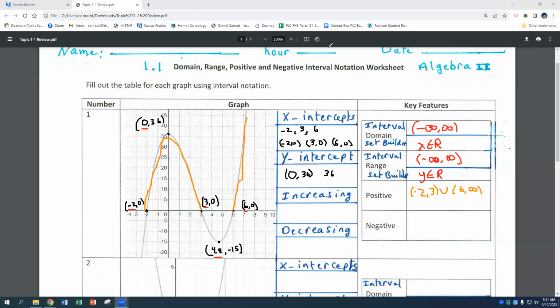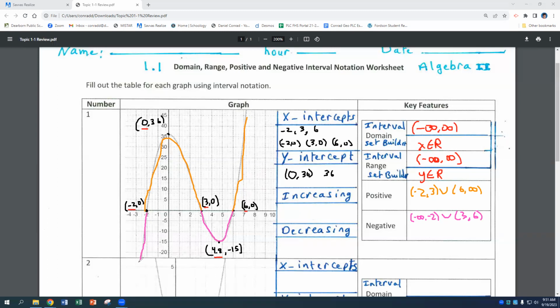Okay, it's negative when it's below the x-axis. So over here, it's below from -infinity all the way up until -2. And then it's negative again from 3 until 6, right? It's below the x-axis from 3 until 6. So remember, we're using the x coordinates to write these intervals for positive and negative. We're also going to use the x intervals to write our intervals for increasing and decreasing.